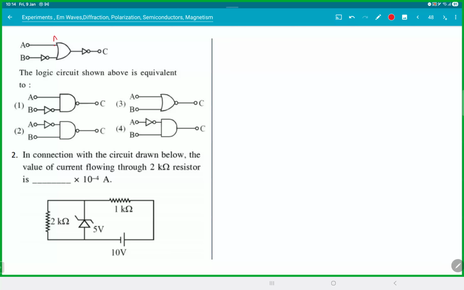So what are you giving exactly? You're giving A and you're giving B bar. So this would be A plus B bar. Then you kept a NOT gate, so you're giving A plus B bar ka whole bar. When you simplify this, this will become A bar dot B bar bar, which is A bar dot B. Means I need an AND gate where for A ke liye I need to give a NOT gate, and this is how it should look.